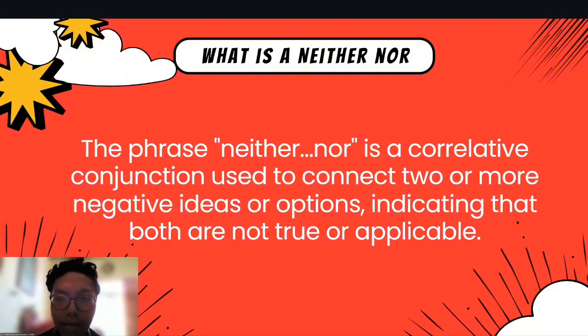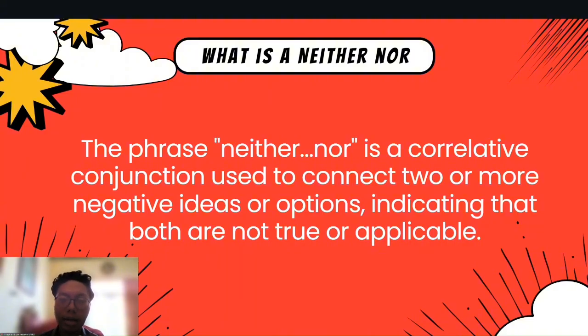I will present my material, which is neither nor. The phrase neither nor is a correlative conjunction used to connect two or more negative ideas or options, indicating that both are not true. When we start a sentence with neither, we often use inversion. That means the auxiliary verb comes before the subject. This creates a sentence that sounds more formal, balanced, and emphatic.